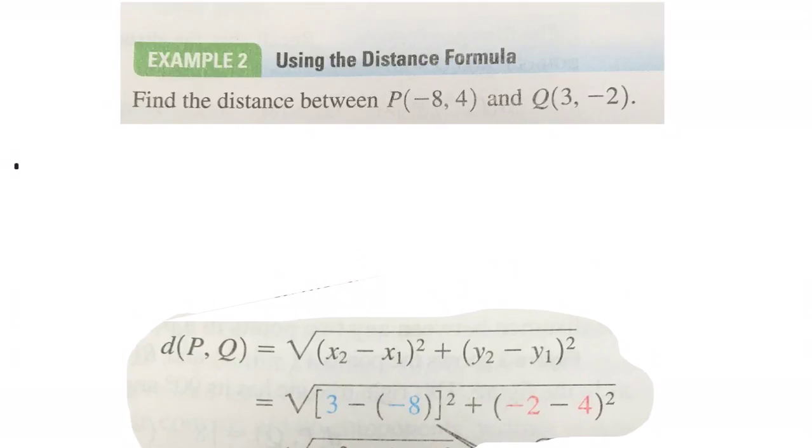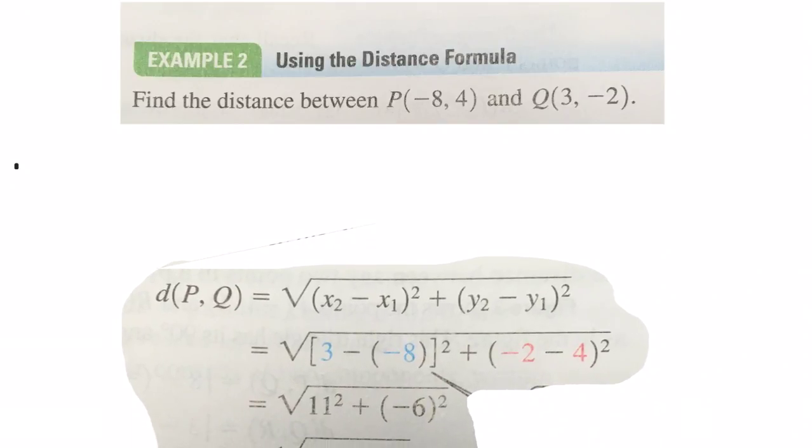Like for this one, we can just start with the q coordinate first. So it'd be 3 minus negative 8 squared. And then for the y coordinate, start with the q again. So it'd be negative 2 minus 4 squared. Remember, for the x1 minus x2, since you're subtracting a negative, those would both turn to addition.